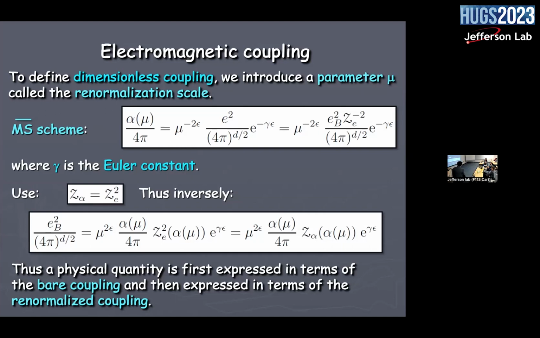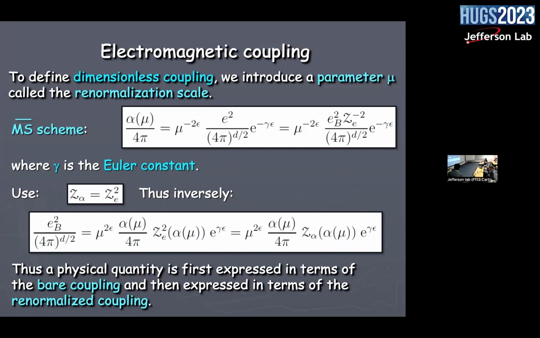Now, what I can also do is, because most of our calculation that we do on paper, we do keeping in mind the bare quantities, and then we renormalize them. So I can invert them. I can take e_B squared over (4 pi)^(d/2) on one side and all the rest on the other side, and just use this definition instead of Z squared, Z alpha.